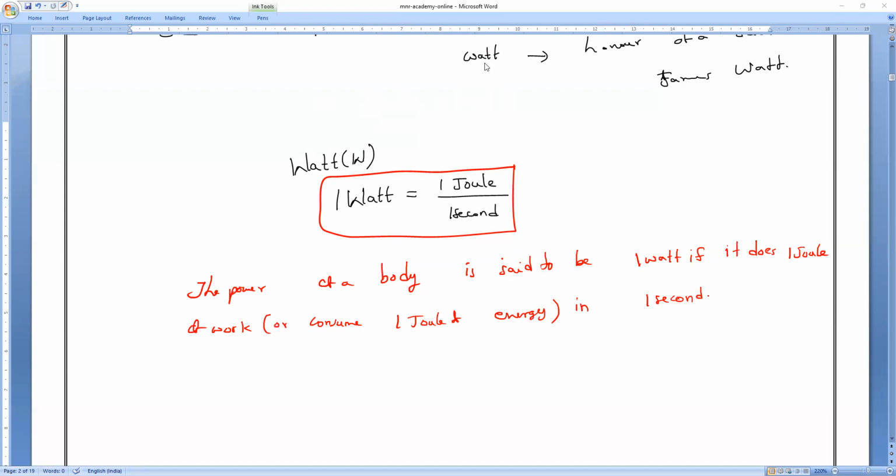So either it needs to do the work or it needs to consume the energy. How much energy, guys? 1 joule of energy in 1 second. That is what you have to remember. Clear, everybody? So please learn the definition and then we'll proceed.